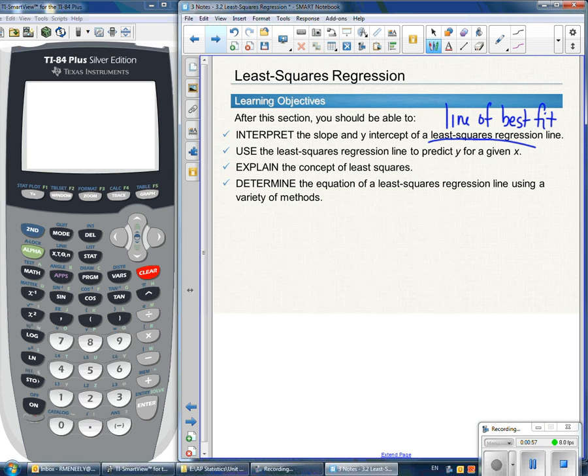We're going to be able to use a regression line to predict y values for given x values. You guys can do that. That's something that you did in Algebra 1 and, actually, in all your math classes. You can plug in a value for x into any equation and determine the value of y. We're going to be able to explain the concept of least squares. I'll understand where that term even comes from. And then we're going to be able to determine an equation of a least squares regression line using a variety of methods. Specifically, I'm going to show you how to do it by hand. Again, I know you're so thrilled.